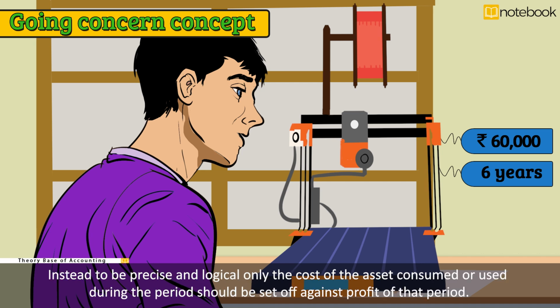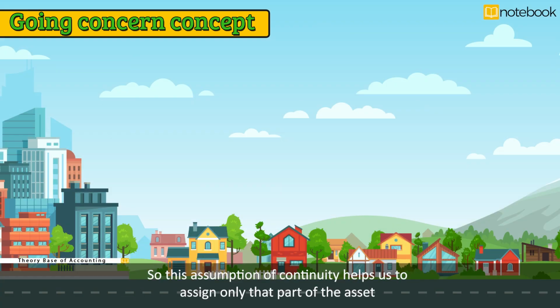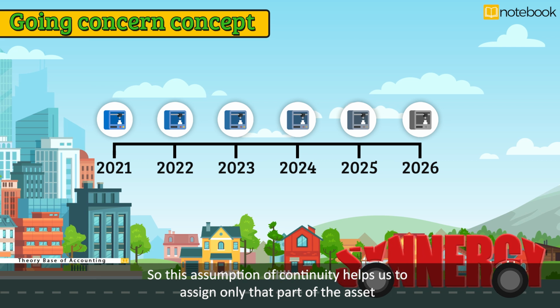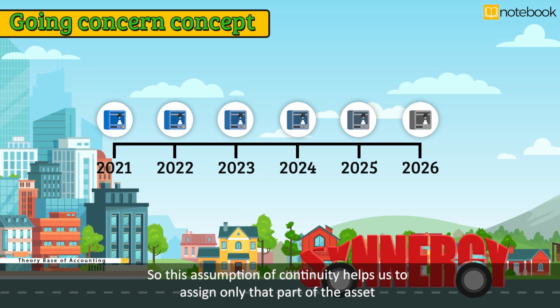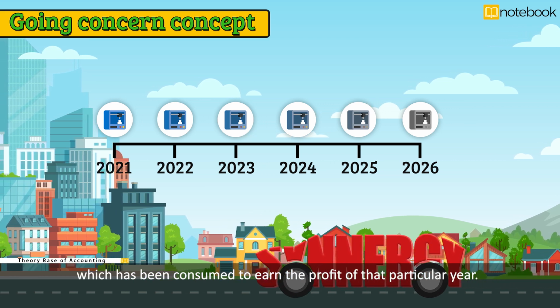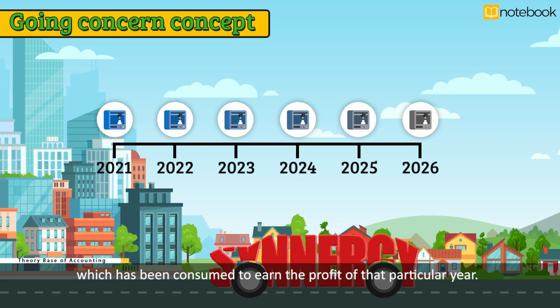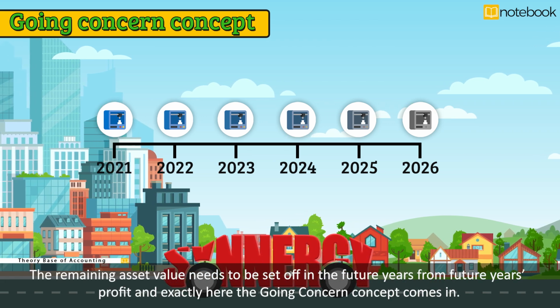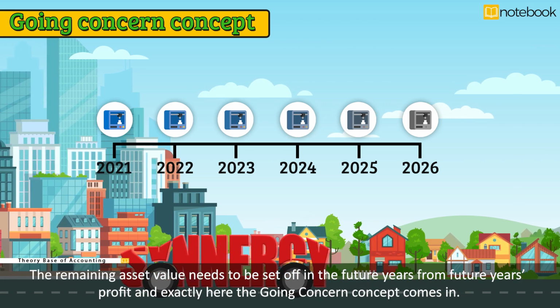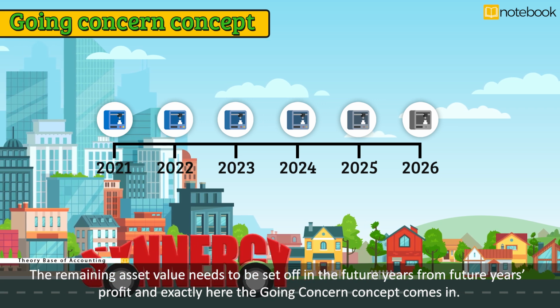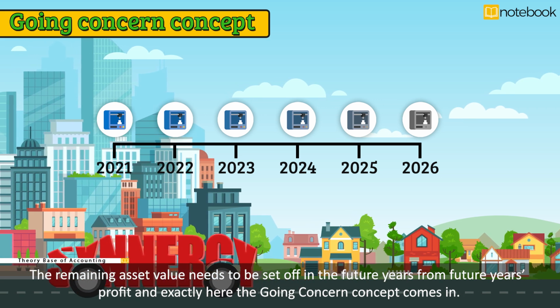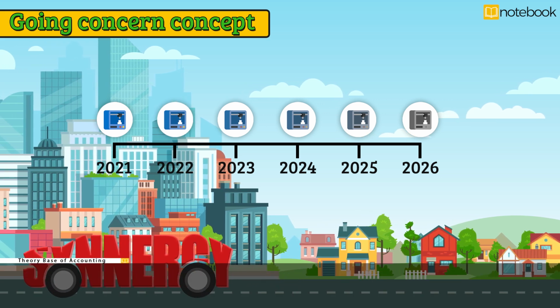Instead, to be precise and logical, only the cost of the asset consumed or used during the period should be set off against the profit of that period. So, this assumption of continuity helps us to assign only that part of the asset which has been consumed to earn the profit of that particular year. The remaining asset value needs to be set off in the future years for future years' profit, and exactly here the going concern concept comes in.